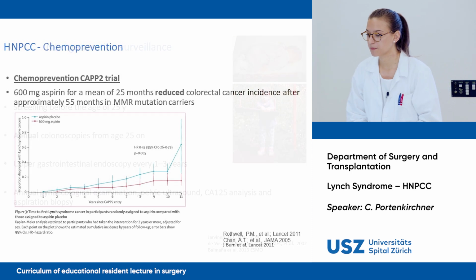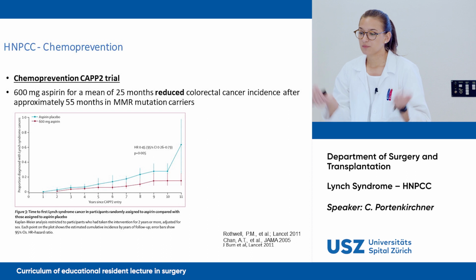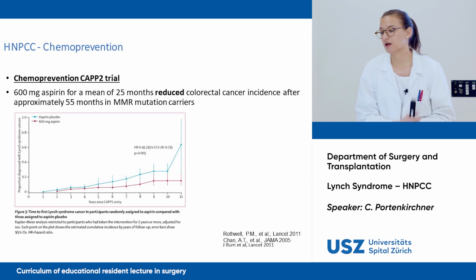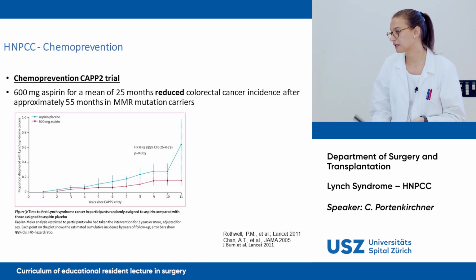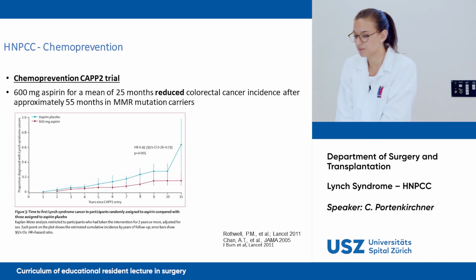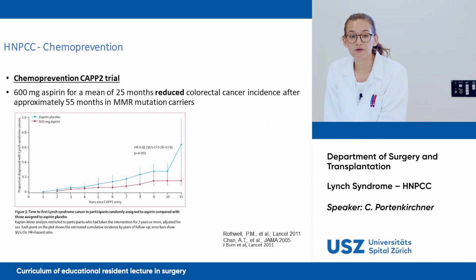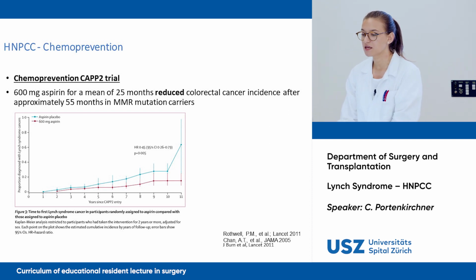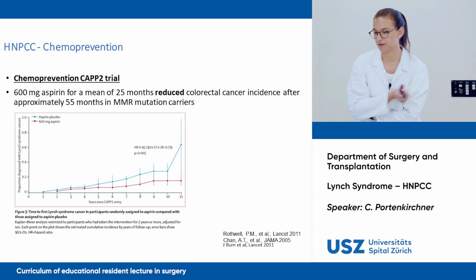To finish this chapter on treatment, I want to show you the CAPP2 trial, which was published in the Lancet by Dr. Burn. 600 milligrams of aspirin for a mean of 25 months reduces colorectal cancer incidence after 55 months in patients with a mismatch repair mutation. So now we have treated our patient.